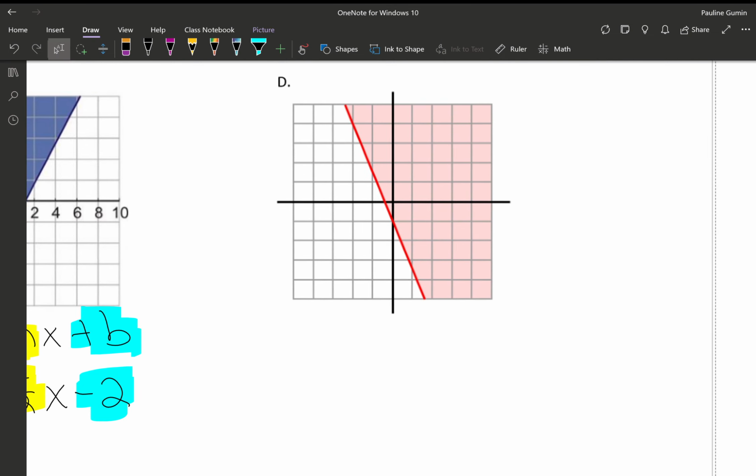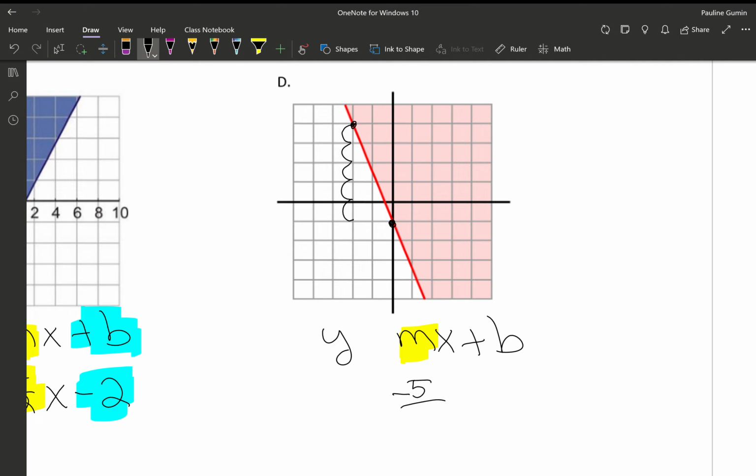All right, letter D. Same thing, we need to find our slope and our y-intercept. So for our slope, let's use, I don't know, this point and this point. I'm going to assume this is going by ones. So down 1, 2, 3, 4, 5. So down 5, so that's negative 5 over 1, 2 over 2. Okay, so that's our slope.